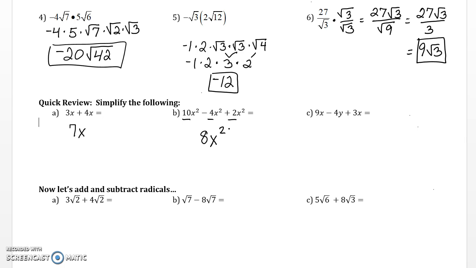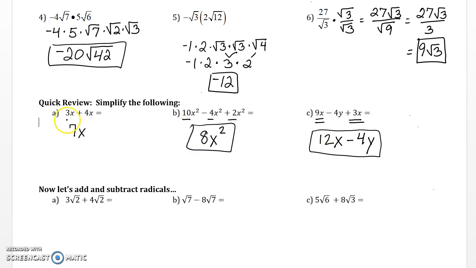Over in letter C, if you take a look at those three terms, there are some like terms, but not all of them are like terms. We do have a 9x and a positive 3x that are like terms, and those two can be combined to give us a total of 12 x's. But then we still have this third term in the middle there, that minus 4y. It's not a like term to the 12x, so the 4y will have to stay its own term. So we simply have a binomial as our answer instead of everything combining like the first two problems into monomials.